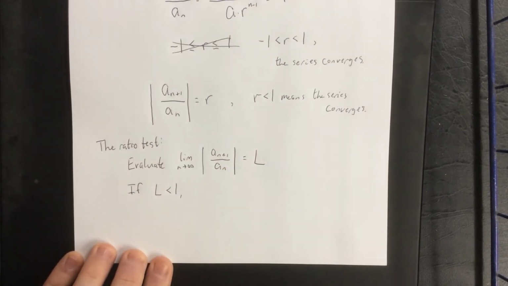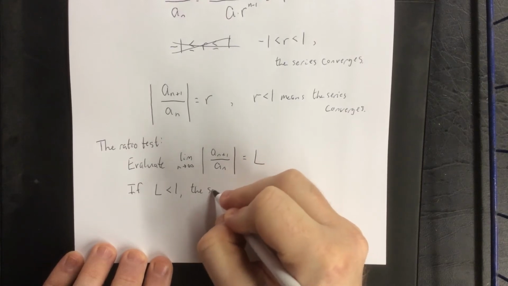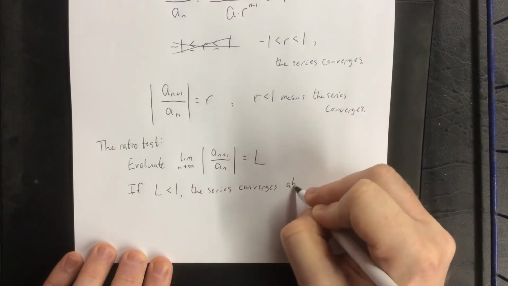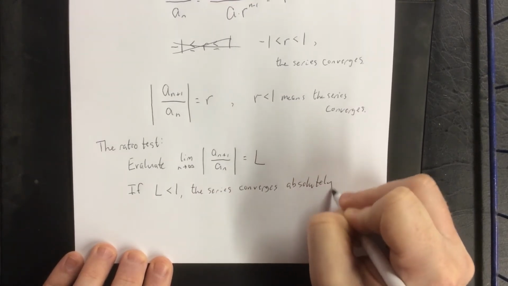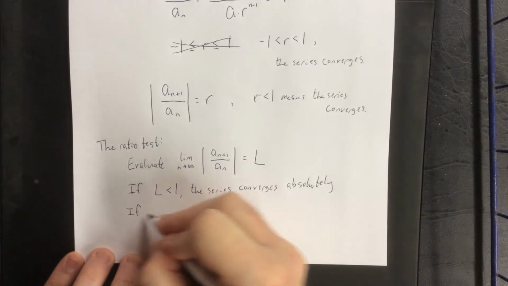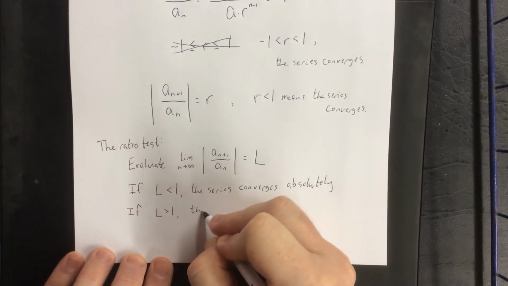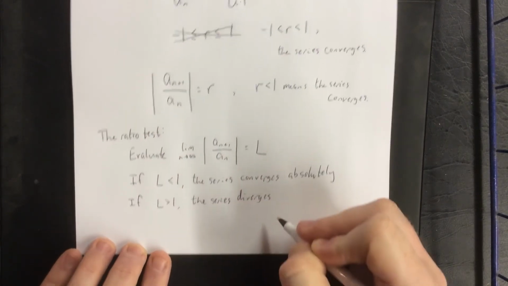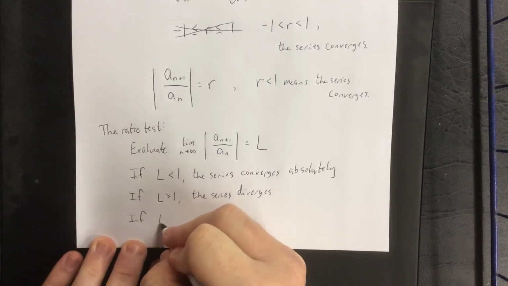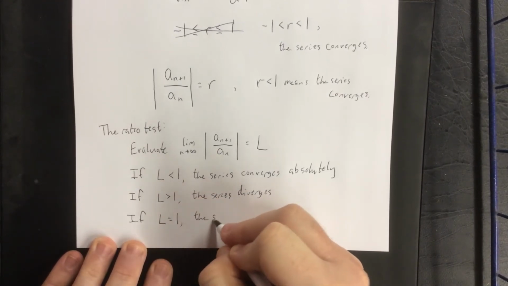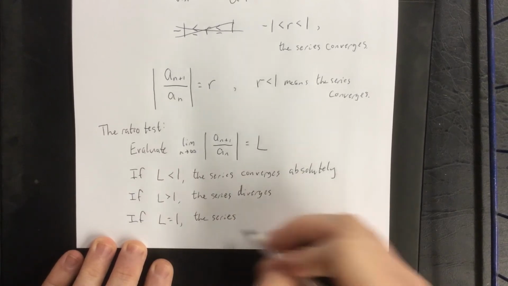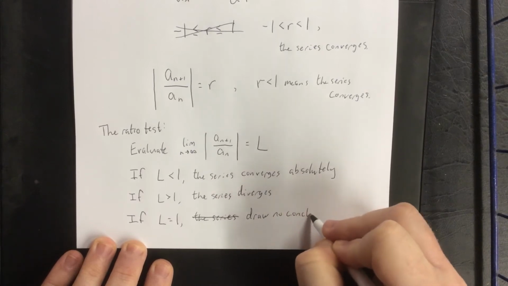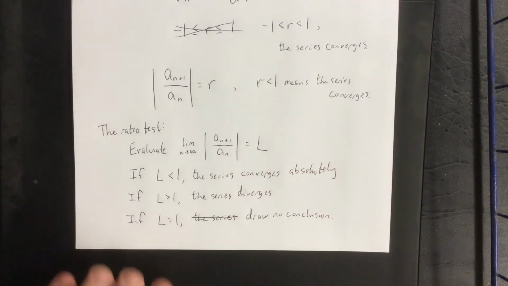If L is less than 1, the series converges absolutely. If L is greater than 1, the series diverges. And if L is equal to 1, you are allowed to draw no conclusion, and you'll have to try a different test.